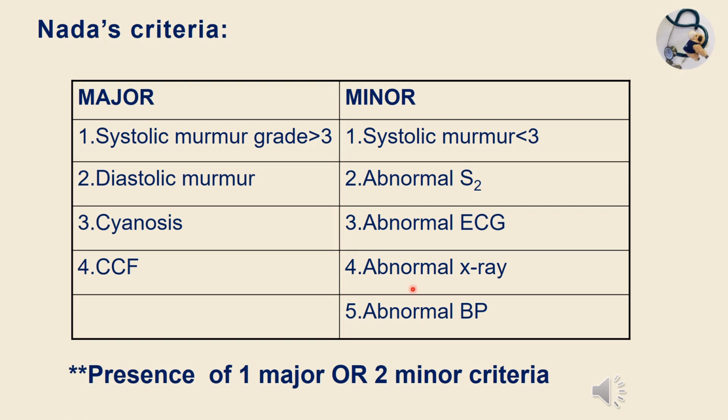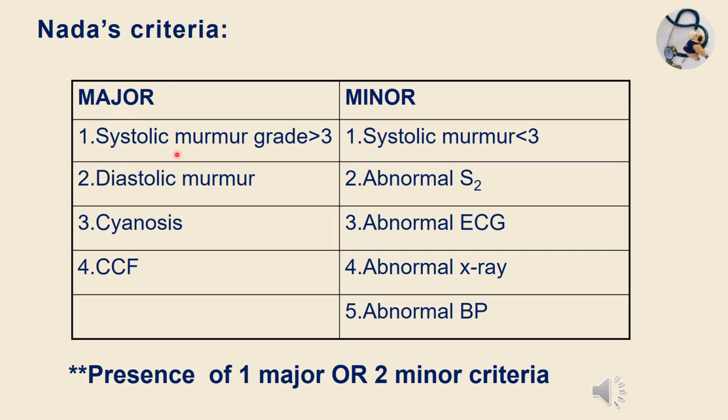Now come to Nada's criteria. This is a criteria at bedside which makes you suspect this child may have congenital heart disease. For this there are 4 major criteria and 5 minor criteria. Out of these, with the presence of one major criterion or presence of 2 minor criteria, you have to suspect congenital heart disease and you have to further investigate.